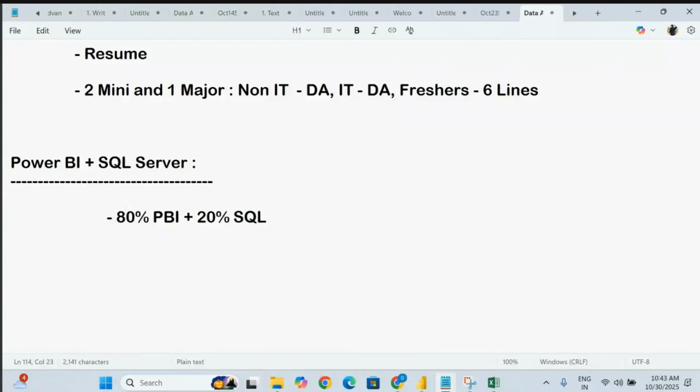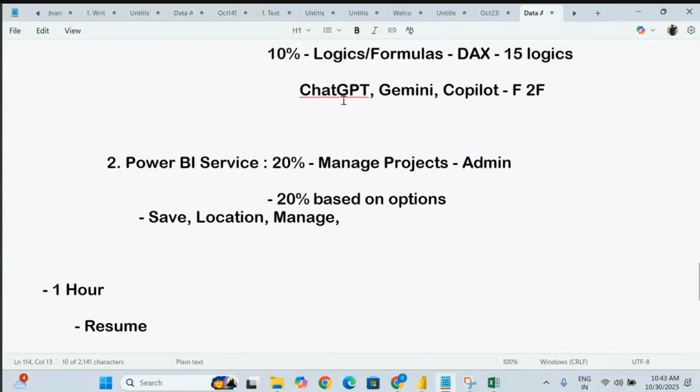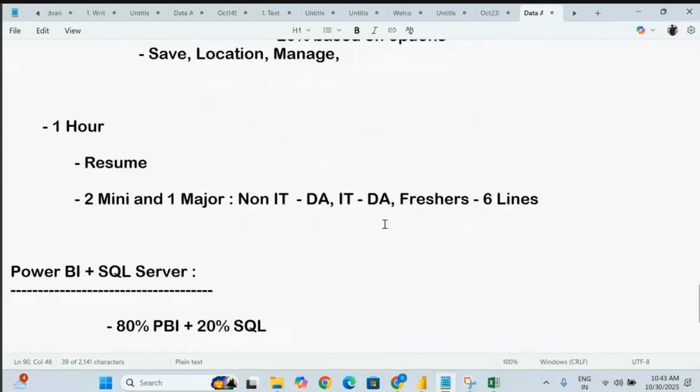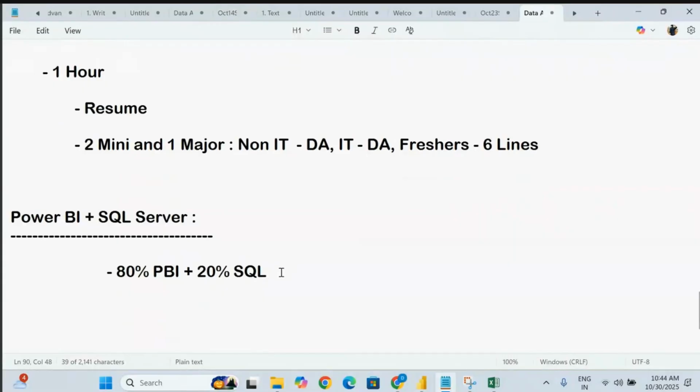So remember, I already told you that from the Power BI side, you need to work hard only on this 10% mostly. This is options, everybody can do it, no worry. These are all the logics that are important. When it comes to SQL also, there are 15 to 20 SQL queries.